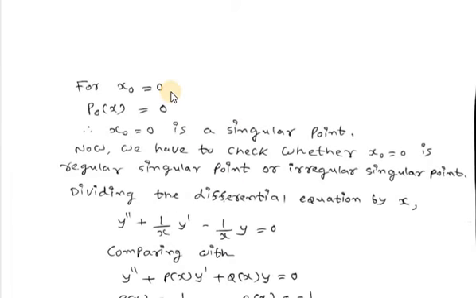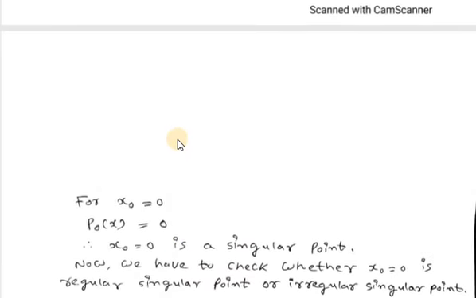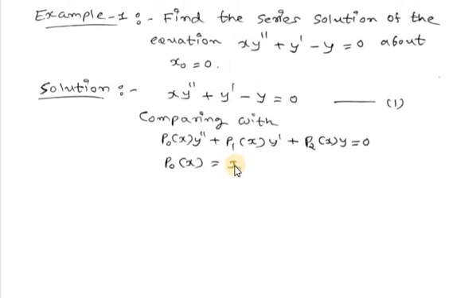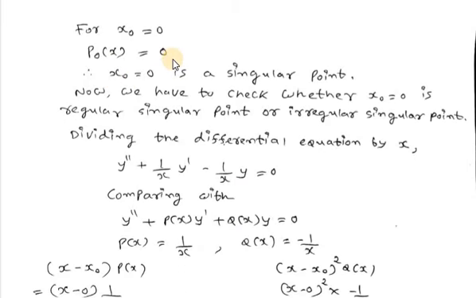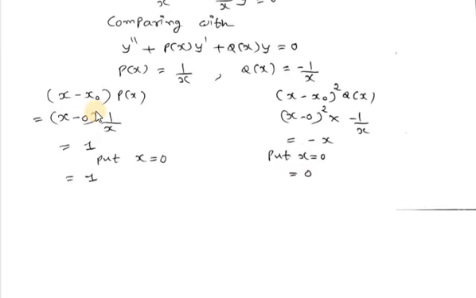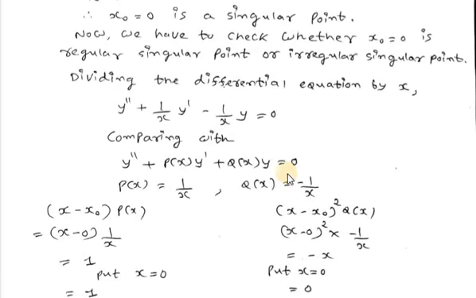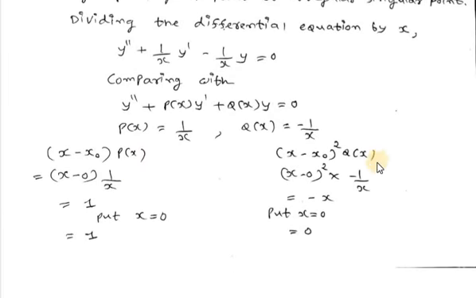Now for x0 equals 0, we have p0 x equals 0. If you put the value of x equals 0 over here, you will get 0. If it happens, then x0 equals 0 is a singular point. Now we have to show that this x0 equals 0 is an RSP. For that purpose, we have to find out two functions. One is x minus x0 p of x and other is x minus x0 the whole square q of x. So for that purpose, we have to find out p of x and q of x.